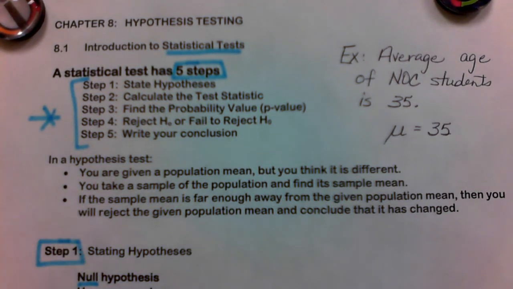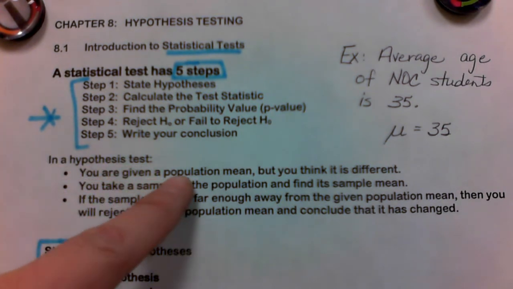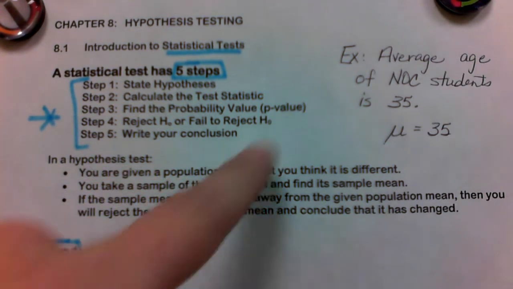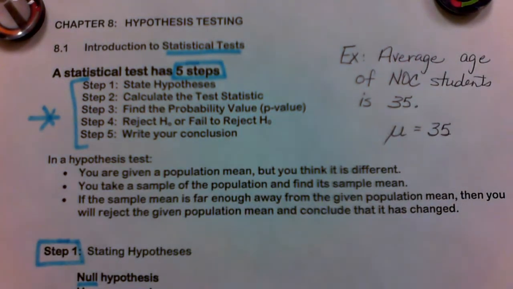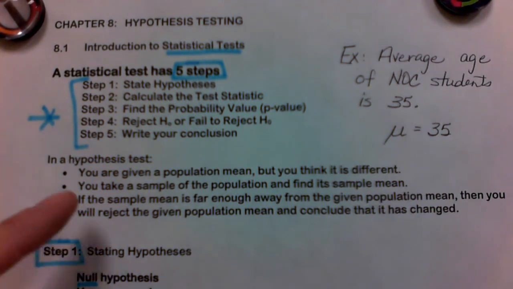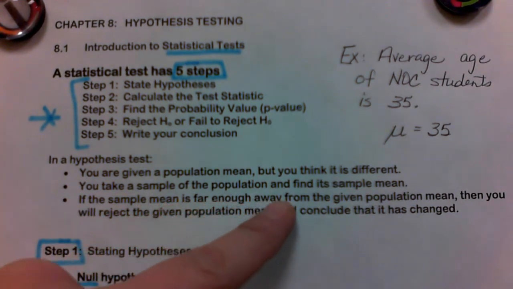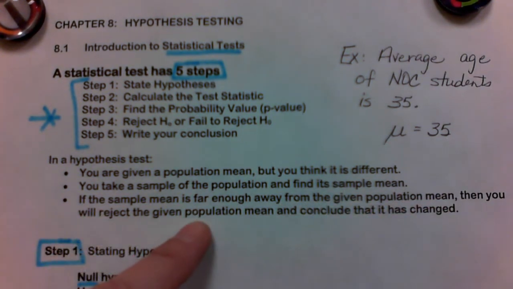Now, why do we do a hypothesis test? Well, in a hypothesis test, you're given a population average, such as if I told you the average age of NOC students is 35 years old. Then what we're going to do is find a sample mean. If the sample mean is far enough away from the given population mean, then you will reject the given population mean and conclude that it has changed.